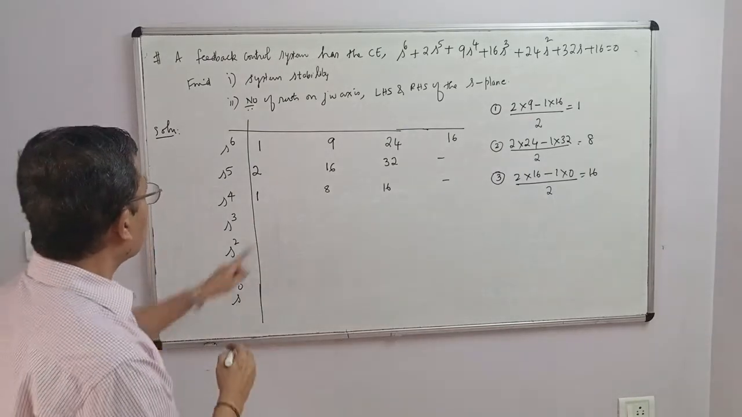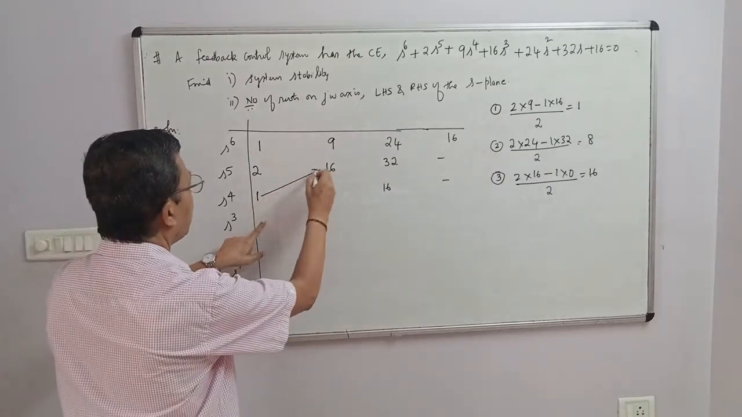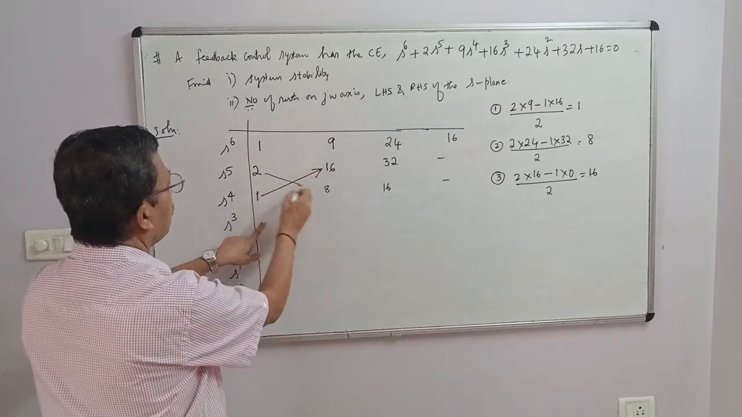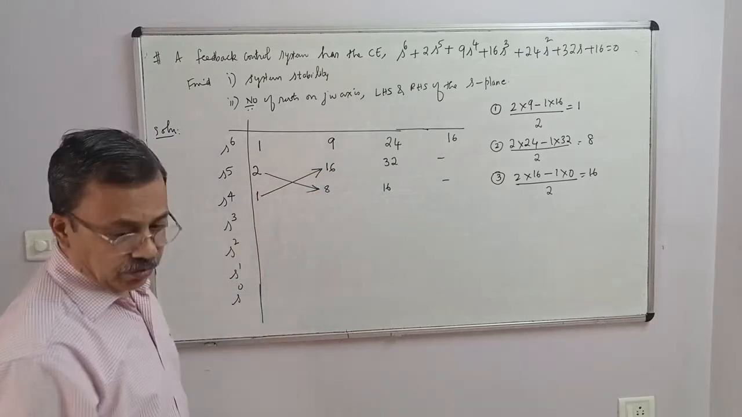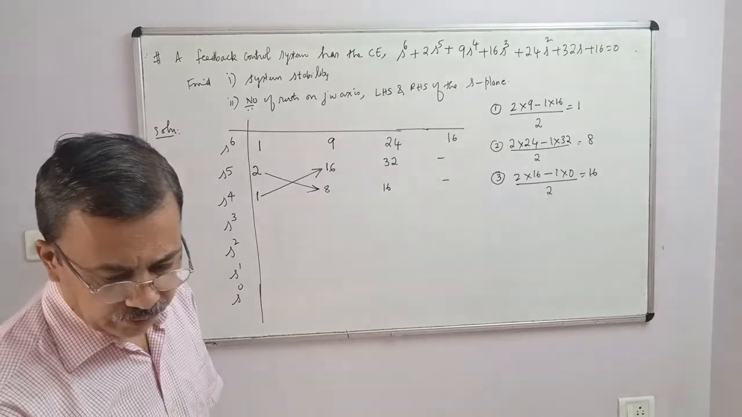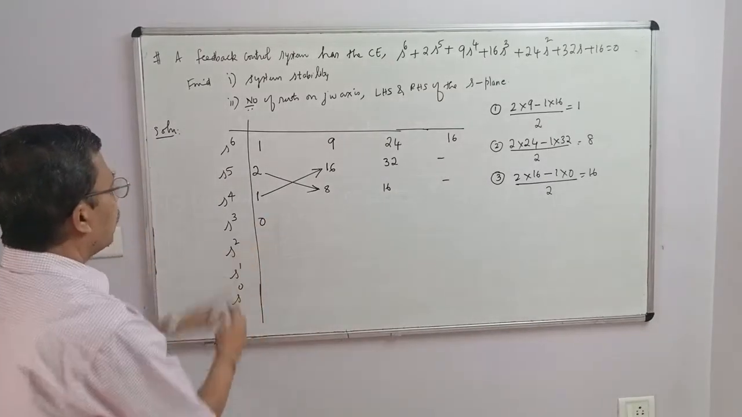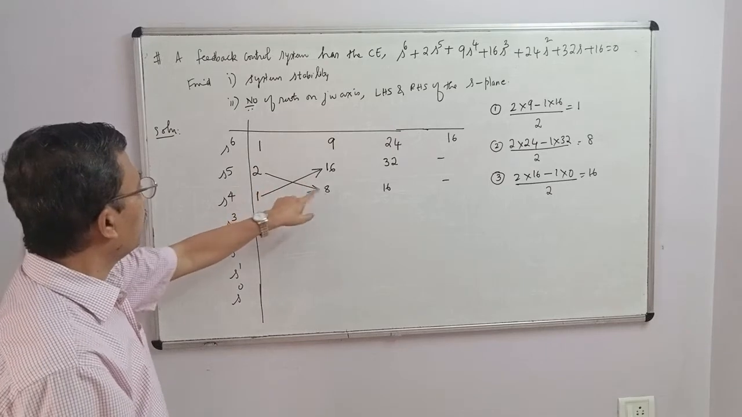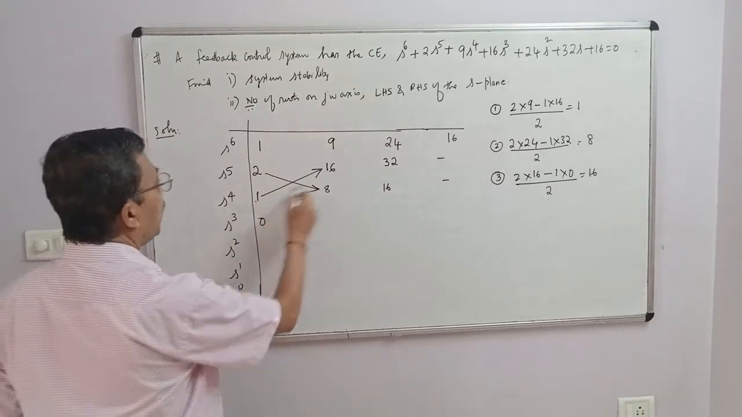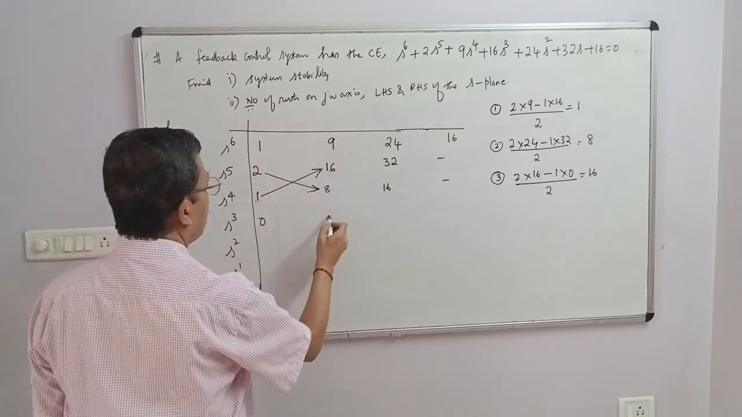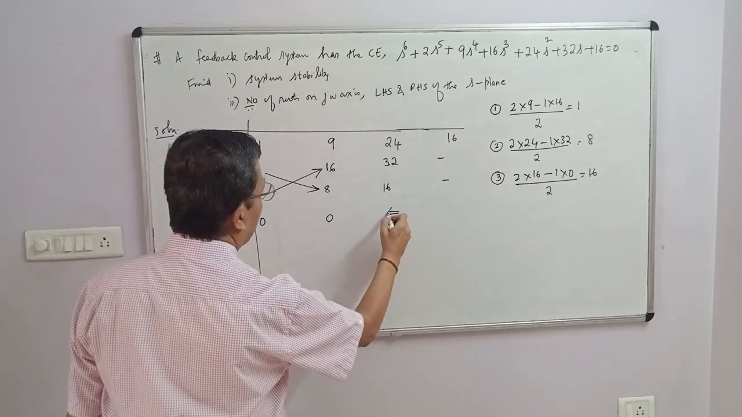Next element, this one: 1 into 16 minus 2 into 8, 16 minus 16, this is 0. Then 1 into 32 minus 2 into 16, 0. This is called a null row.